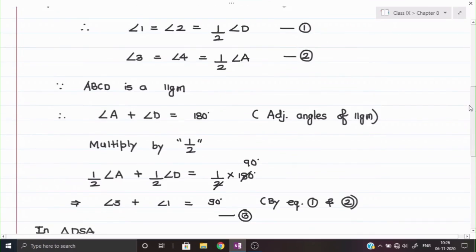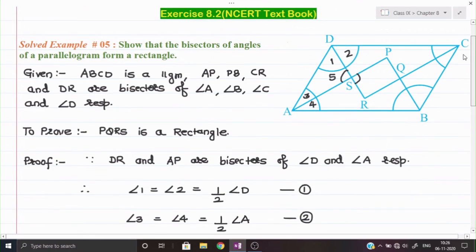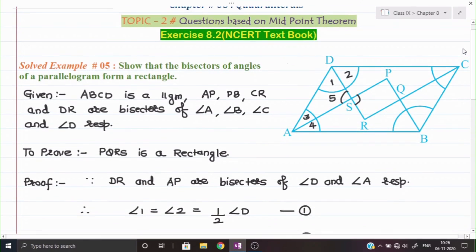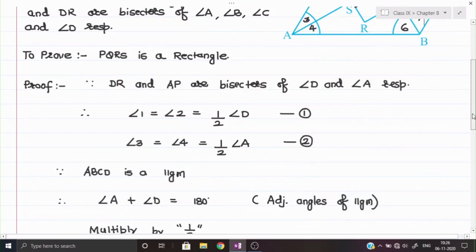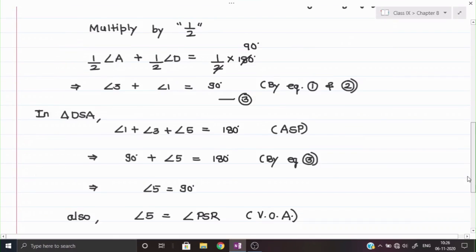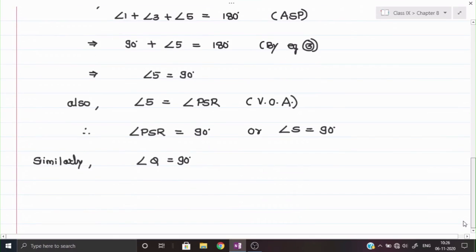Actually one is only required, one we shall write down similarly. So now for that I am taking this angle as angle number 6 and this I am taking as angle number 7. Again PB is the bisector, so 6 and 7 will be equal. So here we shall mention PB is the bisector of angle B. Therefore angle 6 and 7 are equal and they will be half of angle B.